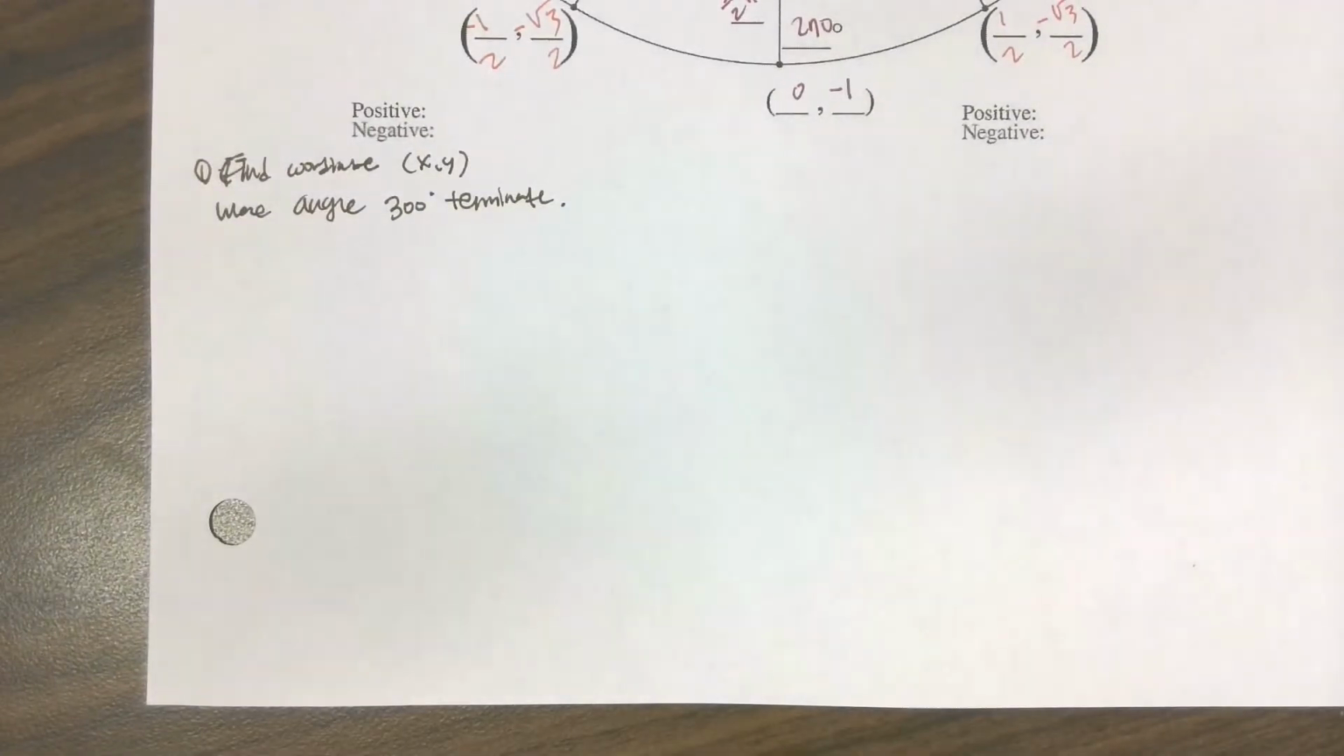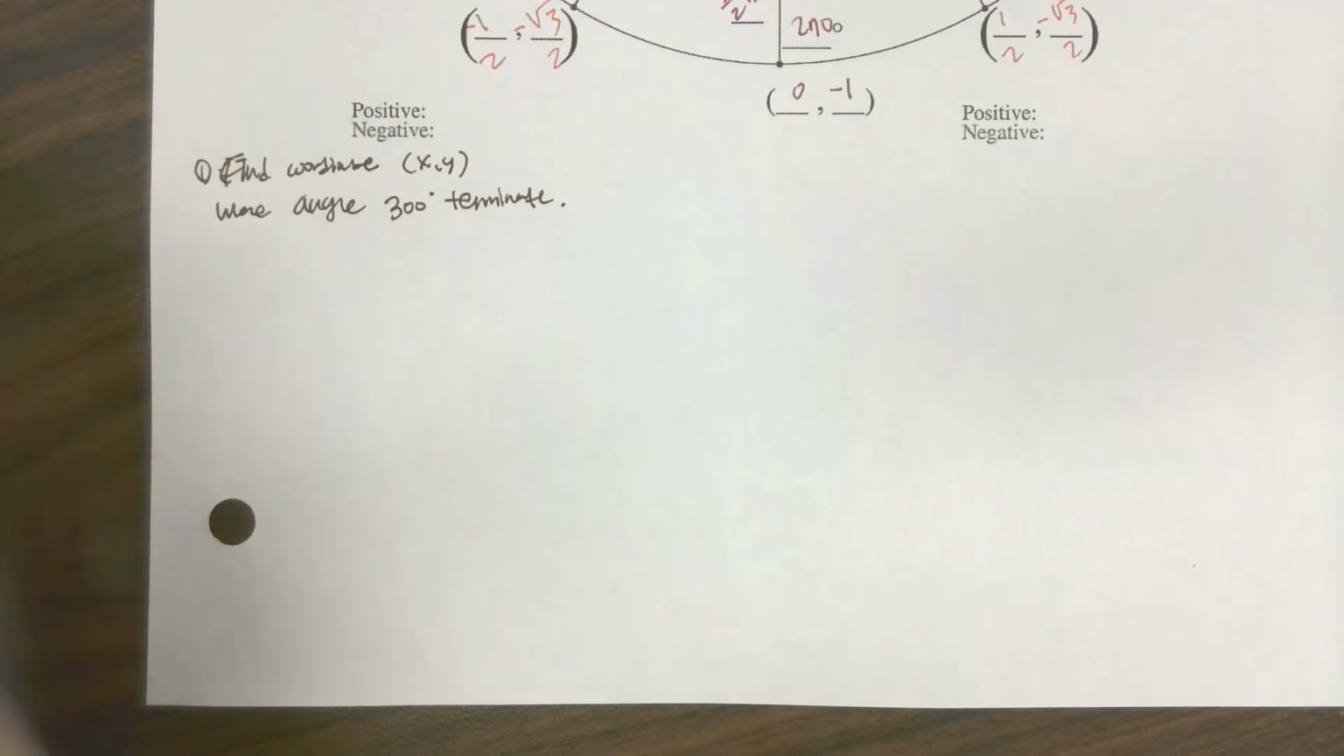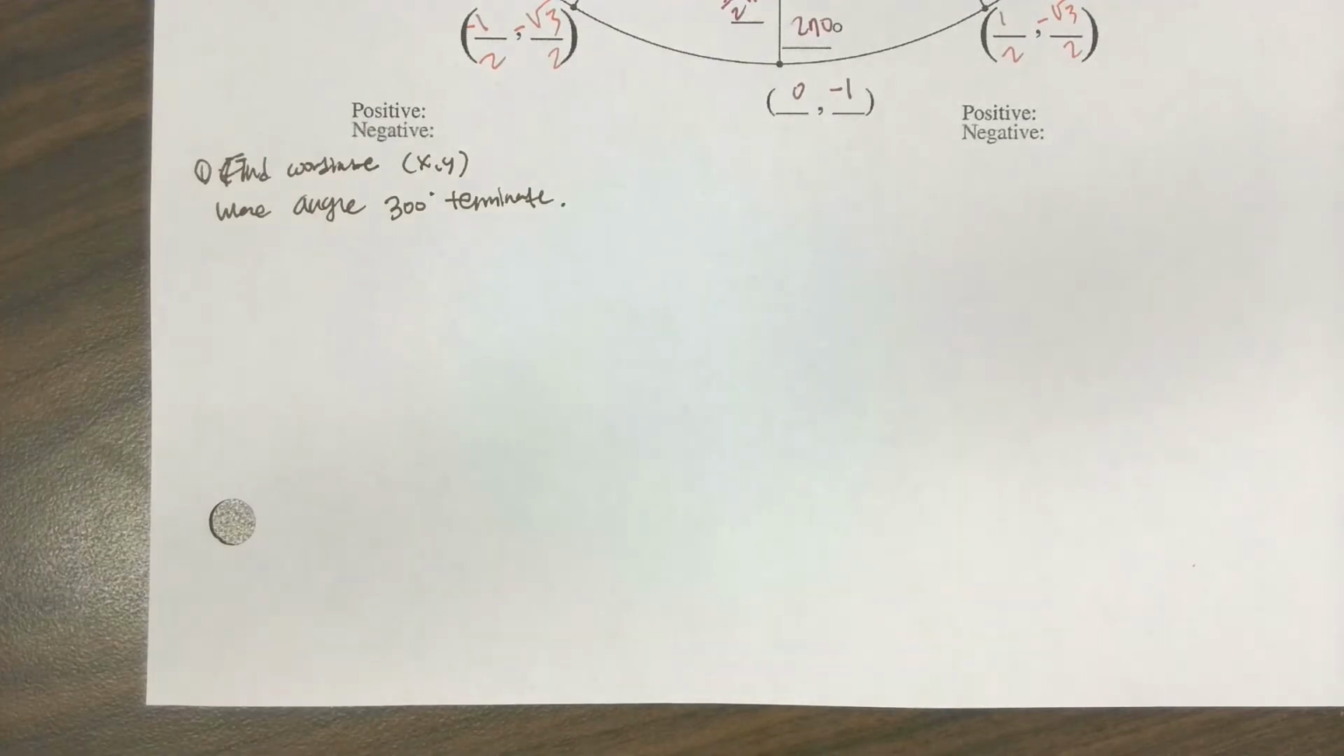Alright, so let's do this problem. Find the coordinate x, y where the angle 300 degrees terminates. So we're going to use a unit circle on top, but as you know, you will not be given the filled out unit circle on the quiz. So I'm just trying to explain the thinking process that you should have.